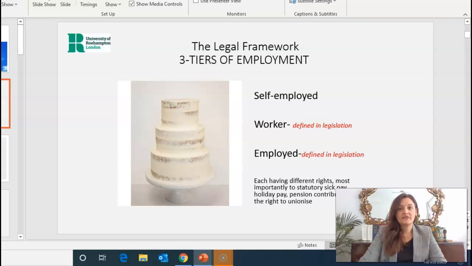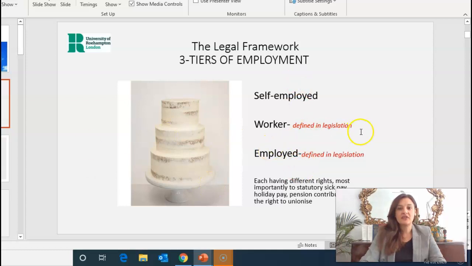So in terms of the legal framework, it's important for you to understand that there are 3 tiers of employment as set out there: self-employed, worker, and employee. Each of them has different rights, particularly in respect of statutory sick pay, holiday pay, pension contributions, the right to unionize, etc. So it's very important for a person, if they're trying to assert particular rights, to know where they fall within these tiers of employment.